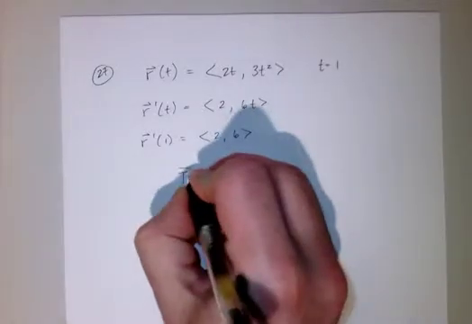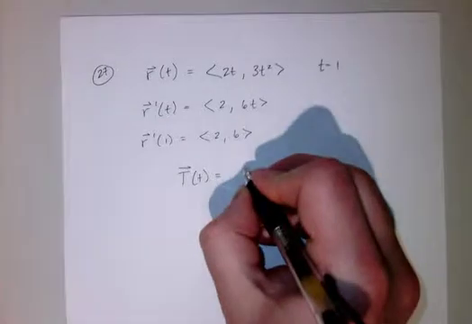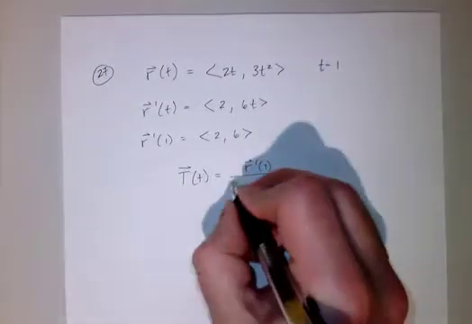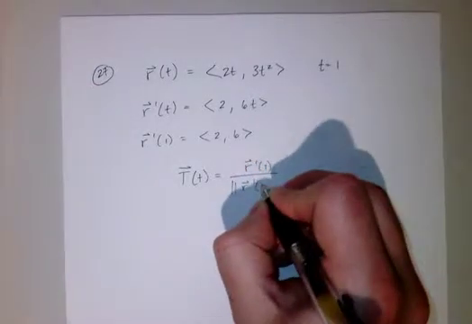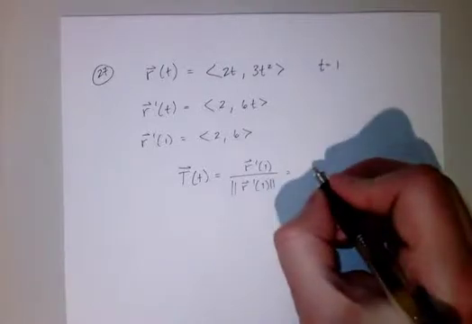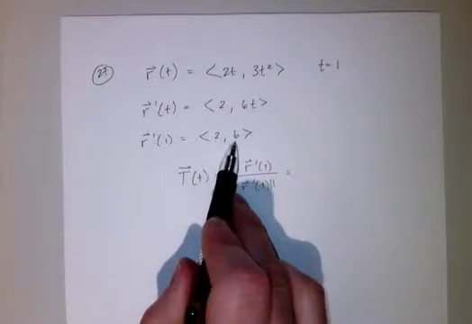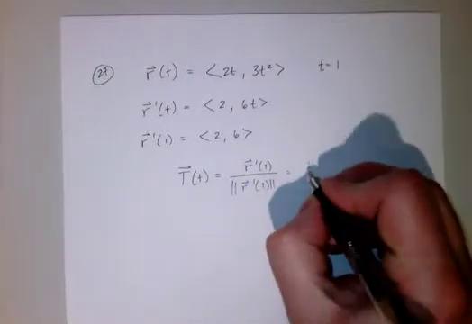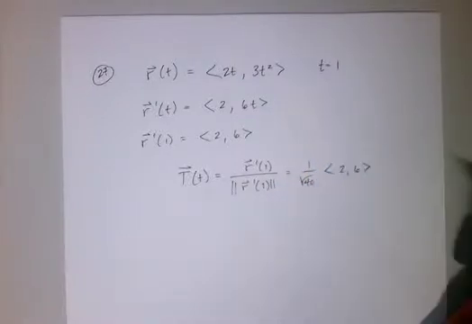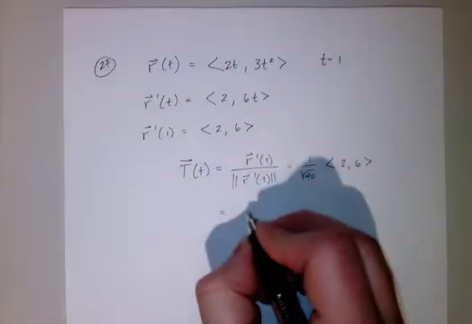So we'll call the unit tangent vector capital T. And so what we need is r prime of 1 over the magnitude of r prime of 1. And this is just Pythagorean, okay? So really what we have here is, if this squared is 4 and this squared is 36, the sum of which is 40, we have 1 over root 40 times <2, 6>. And if that's 1 over root 40, that's 1 over 2 root 10, okay?